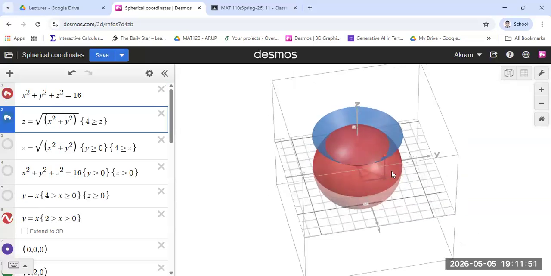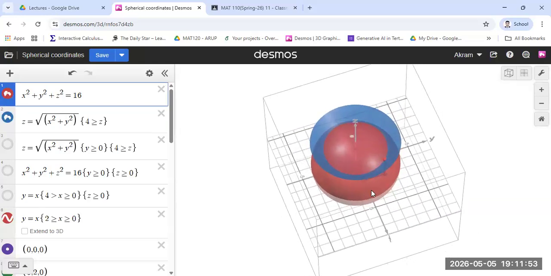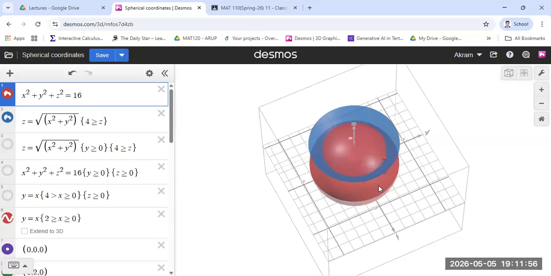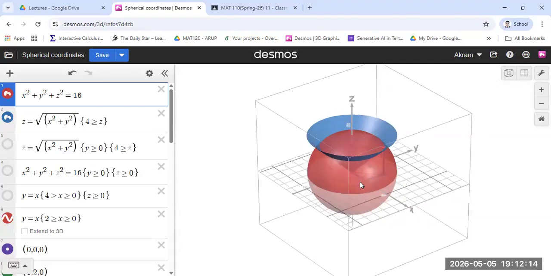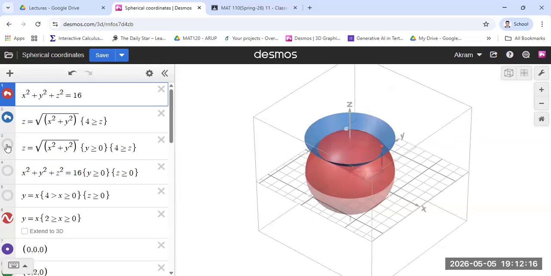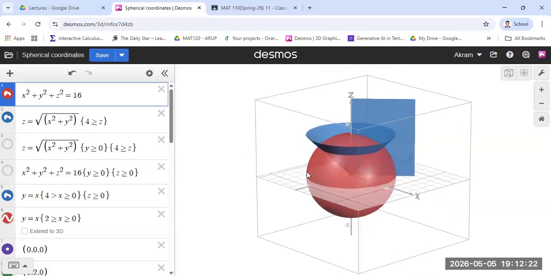The intersection of this cone and sphere is basically a circle. But still, we have infinitely many points, since the intersection of this sphere and cone is a circle, and a circle has infinitely many points. So we need another parameter that is called theta. Theta is basically the angle with the positive x-axis.